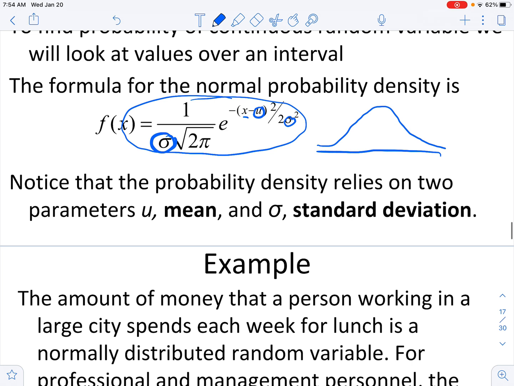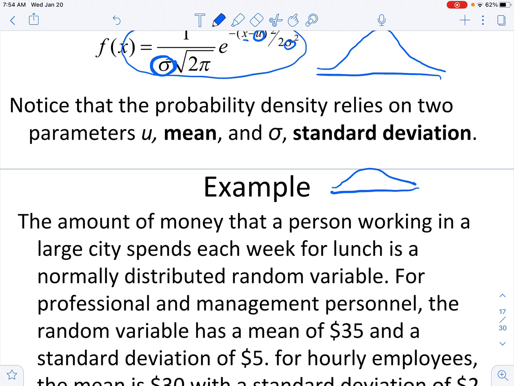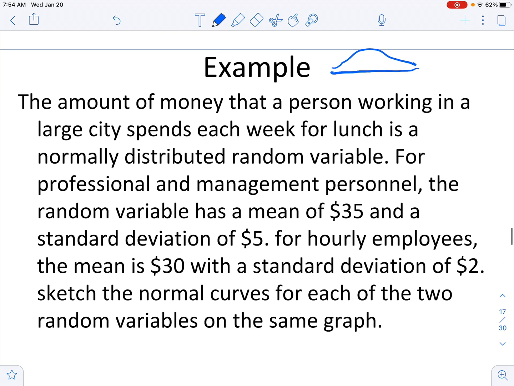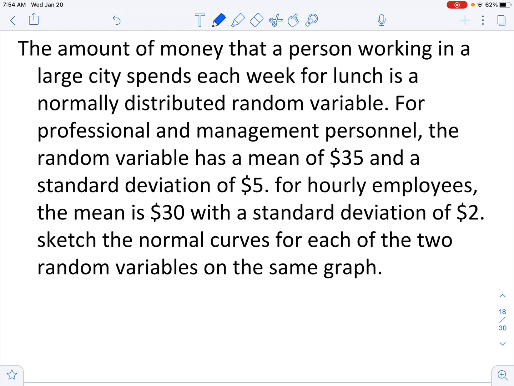If you look at it, the bigger the standard deviation is, the flatter that curve. If I have a big standard deviation, we're going to flatten out that curve. A lot of variety in that. Here we have a random sample with a mean of 35 and a standard deviation of 5. So our mean is 35, and if I draw this curve like this, that's the first one.